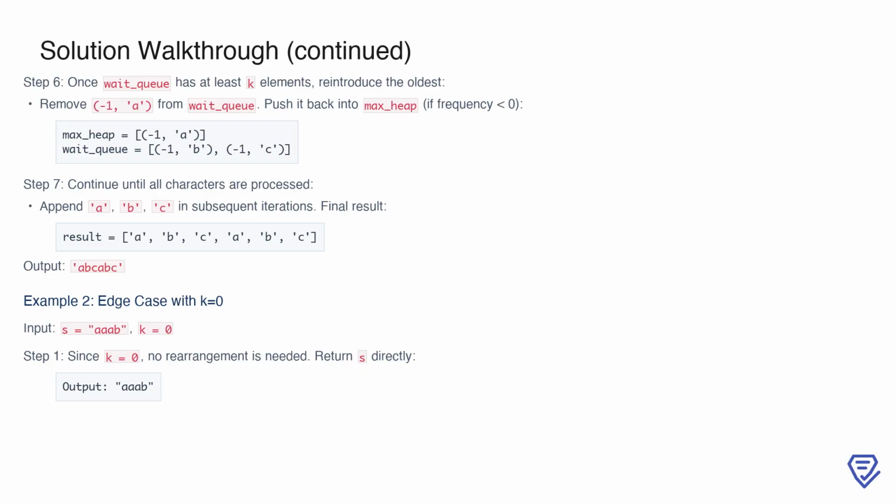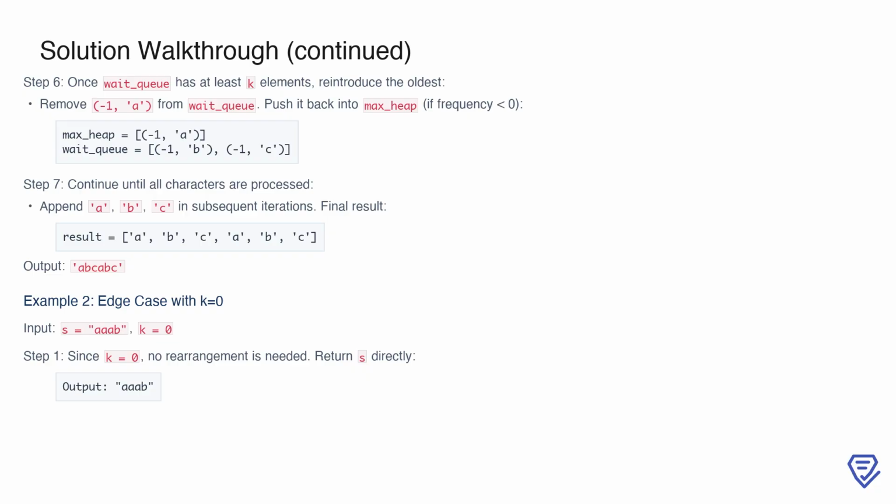During subsequent iterations, we append a, b, and c again to the result list, maintaining the k-distance constraint. The final result list becomes a, b, c, a, b, c, which successfully rearranges the string so that no two identical characters are less than k equals 2 positions apart. The output of this example is abcabc.